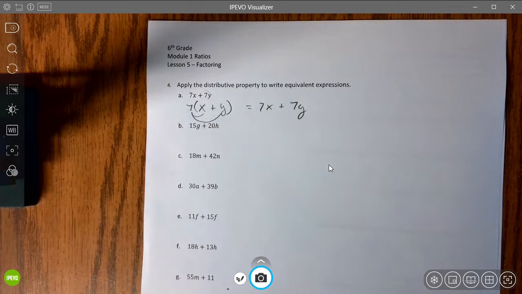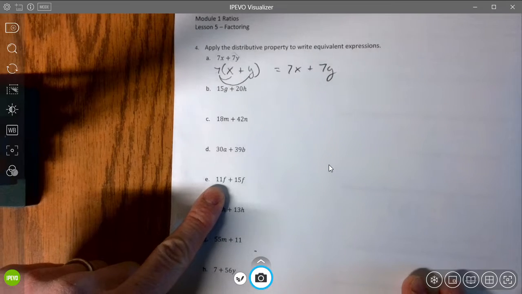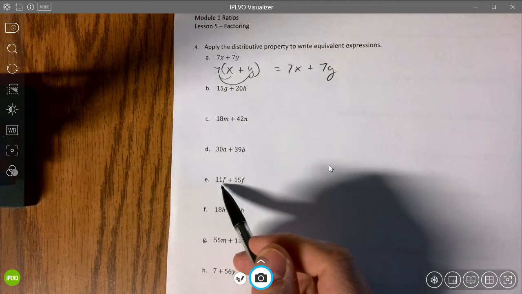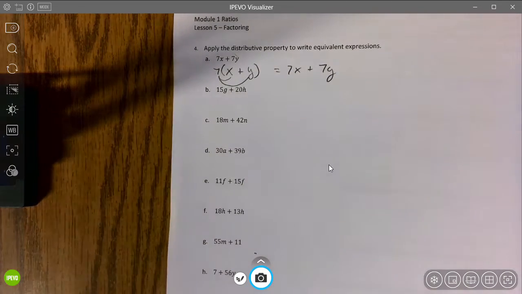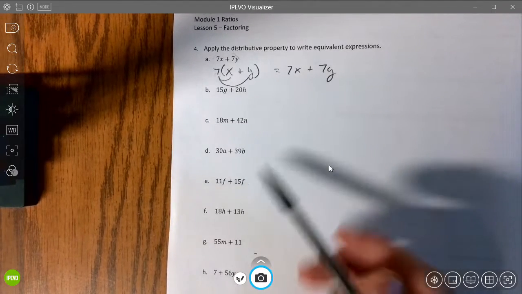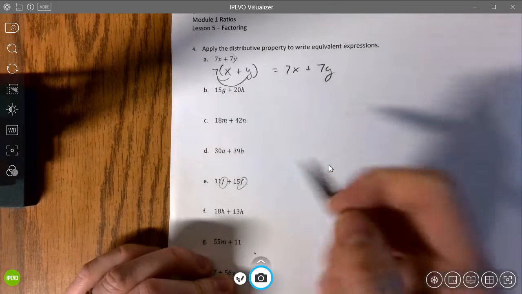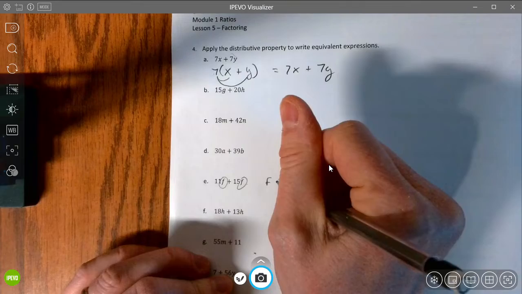let's take a look at one more. Let's take a look at E. Okay, what's my greatest common factor of 11f and 15f? Well, there's no number that can go into 11 and 15, right, other than 1. But what do these two terms have in common? How about that f? Can I pull that f out just like I pulled the 7 out up here? Sure can. Let's pull out our f.